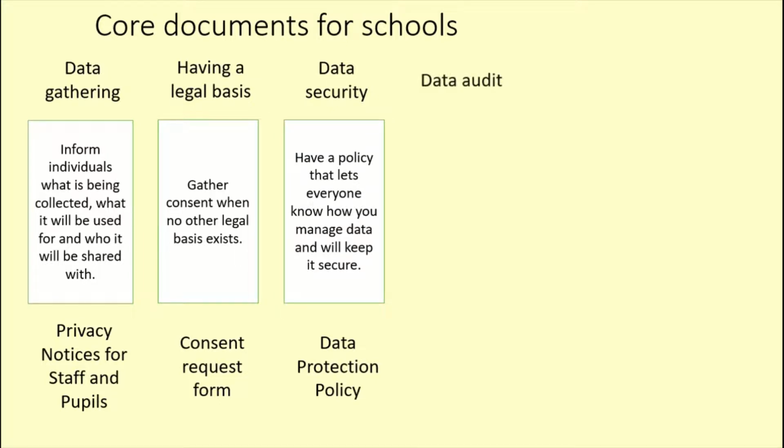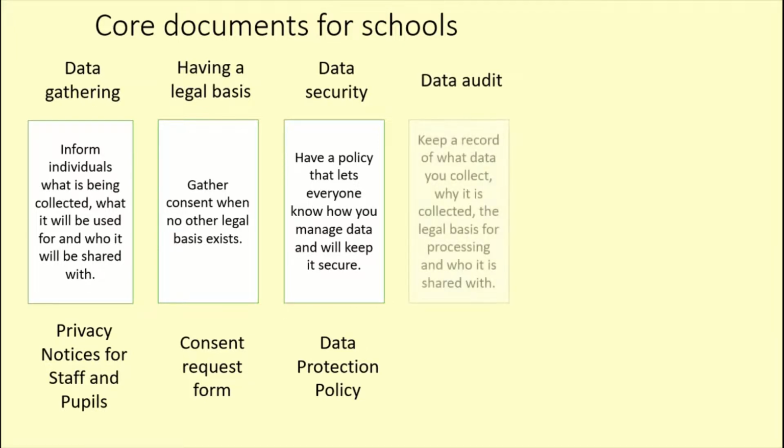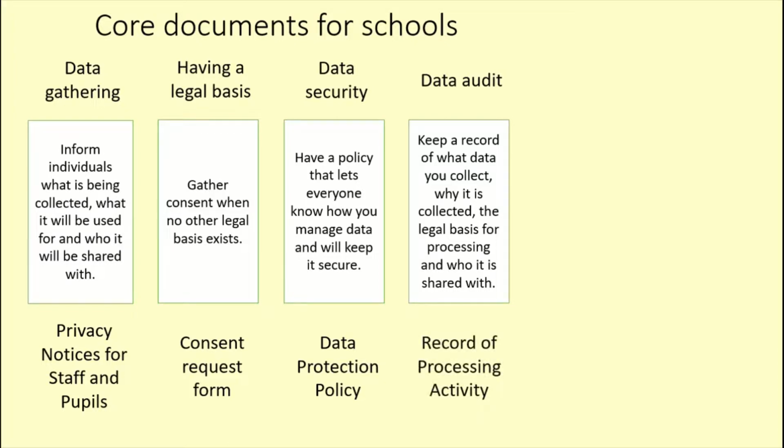A data audit keeps a record of all the processing being undertaken by the school. It captures what is collected, why it is collected, the legal basis for processing, and who it is shared with. Schools use a record of processing activity, or a ROPA, to hold and maintain this data.